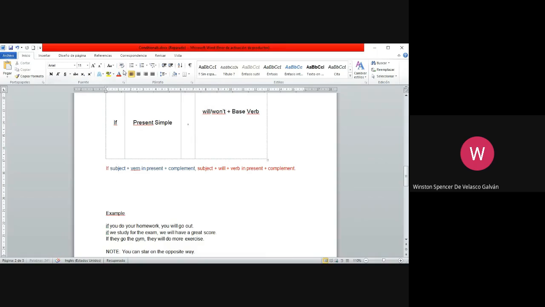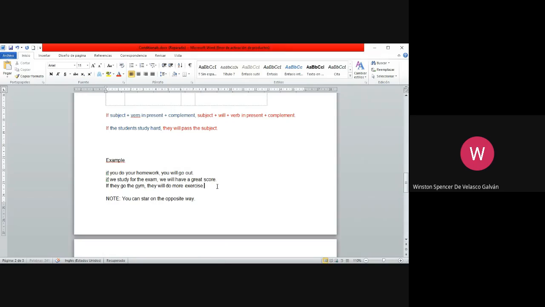With that said, I'm going to make the first sentence. And it goes like this. If the students study hard, comma, they will pass the subject. This is the condition. If you study hard, you're going to have your result, which probably is that you will pass the subject.